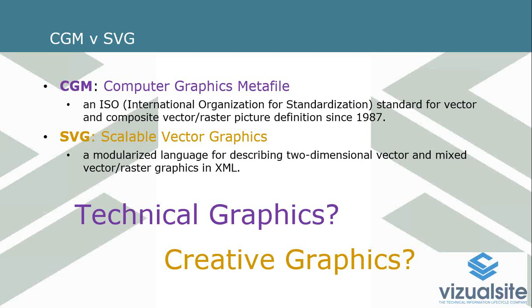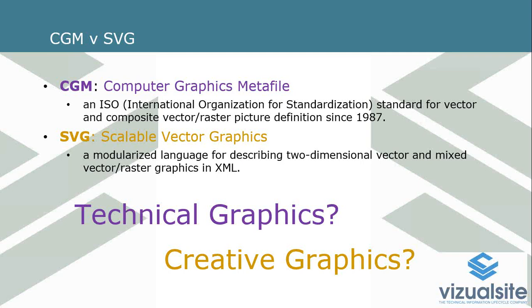So firstly, CGM. It's an acronym, obviously, Computer Graphics Metafile, if you weren't aware. And it's an ISO standard, so it's got a long history from a format point of view, in a technology point of view, so back to 1987. And it's a standard for vector and composite vector and raster graphics. So as I said, it's got a long history.